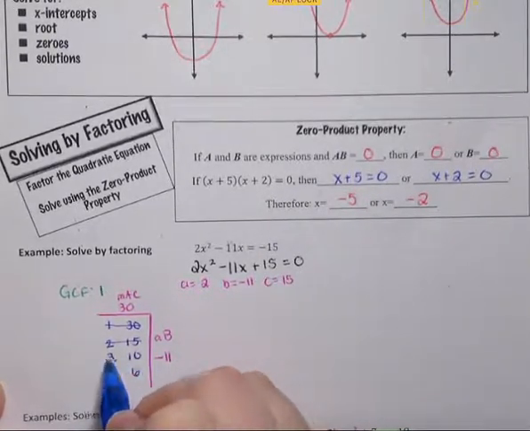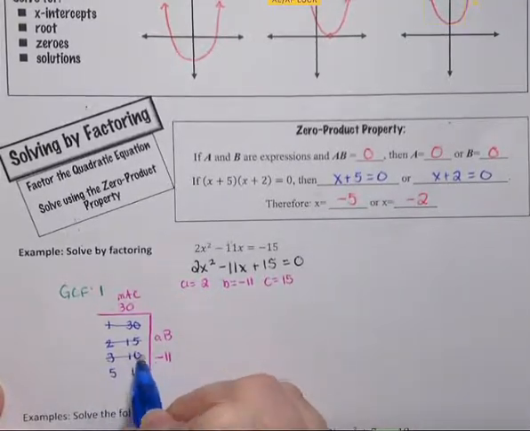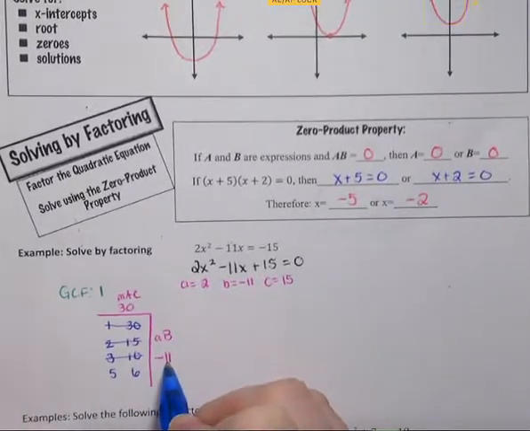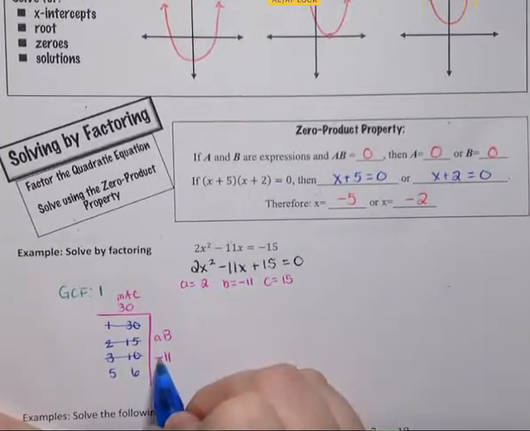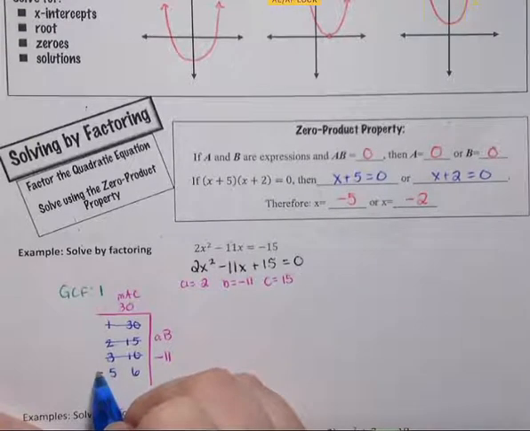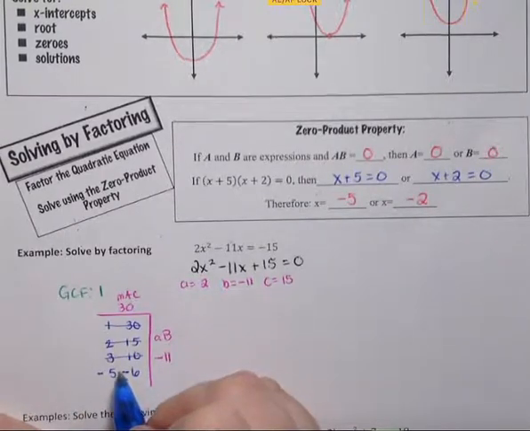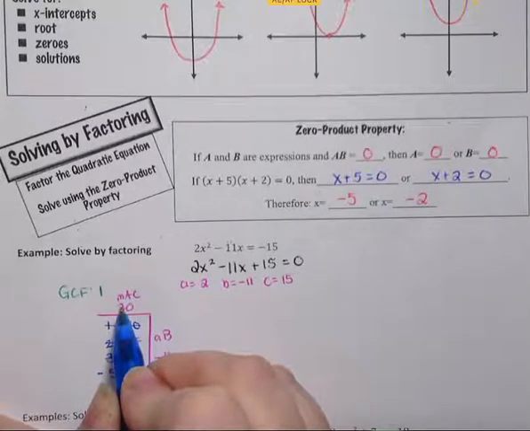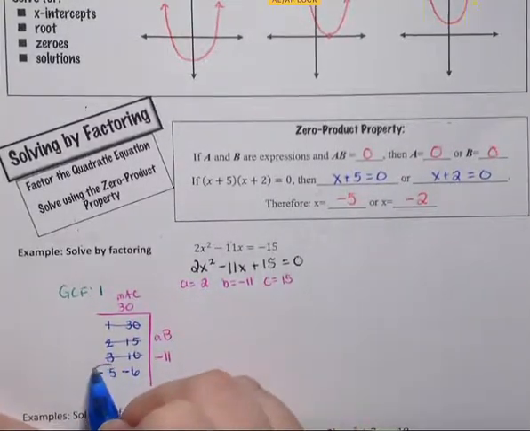3 and 10 also would give me either a 7 or a 13, which is not an 11. 5 and 6 could give us an 11. So 5 plus 6 is 11, but I need a negative 11. So if I have a negative 5 and a negative 6, that will give me a negative 11. But I have to make sure it MACABs correctly. So negative 5 times negative 6 is a positive 30. Negative 5 minus 6 is negative 11. So this MACABs correctly.